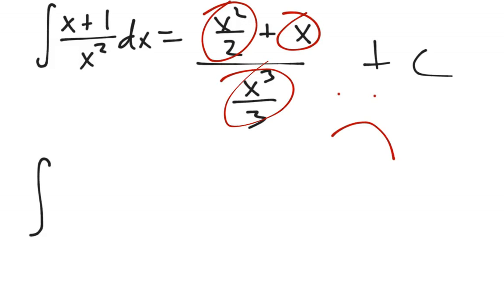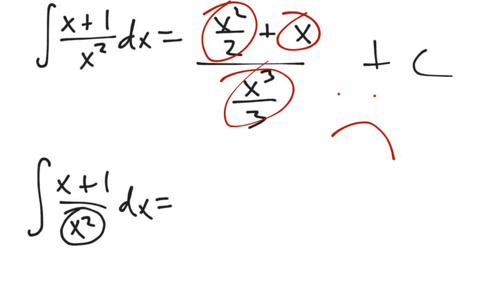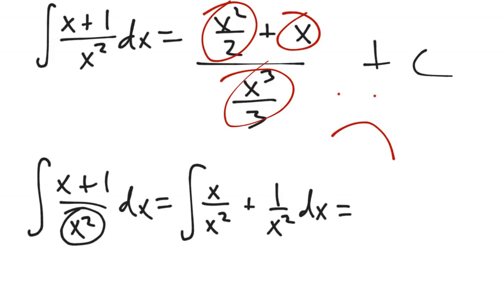So the way that we do that with this example is rewrite it as two separate fractions. If I have one denominator, I can split these two things up: x over x squared plus 1 over x squared. I still can't integrate this because it's not one of the rules. I can, however, rewrite these using a different power. x over x squared is the same as 1 over x, which is the same as x to the negative 1. And I just realized that we don't know how to do this yet anyway.